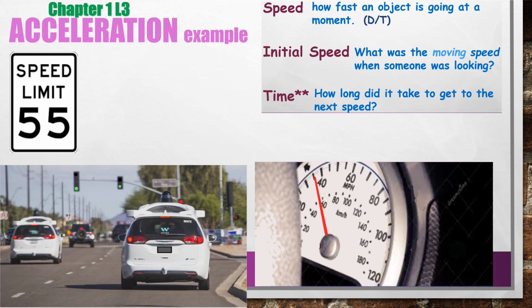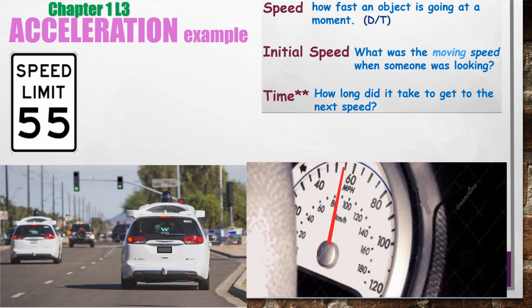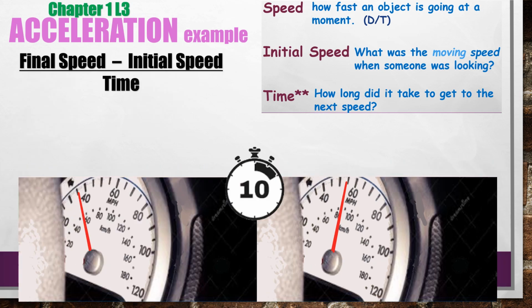Because I know I want to get to 55 when it turns green. When that light turns green and I start to accelerate, I want to know how long it takes. Well, we're going to say it took 10 seconds to go from 35 to 55, which is the speed limit. So when I do acceleration, once again, just like with speed, it is a math problem. When I know my final speed and my initial speed, then I just plug those into this formula: final speed minus the initial speed divided by the time that it took to go.